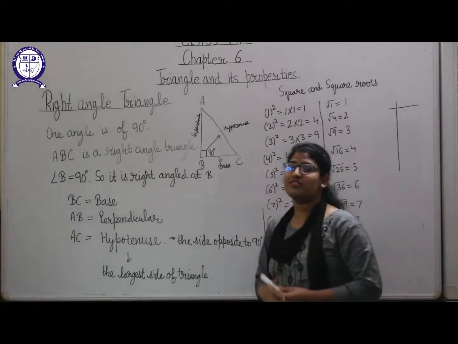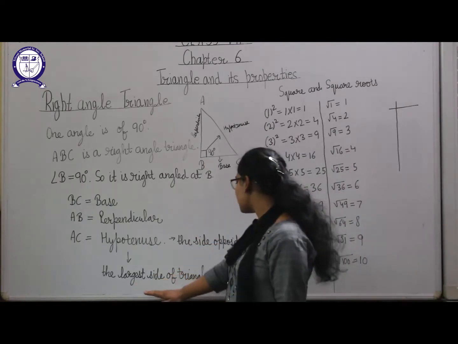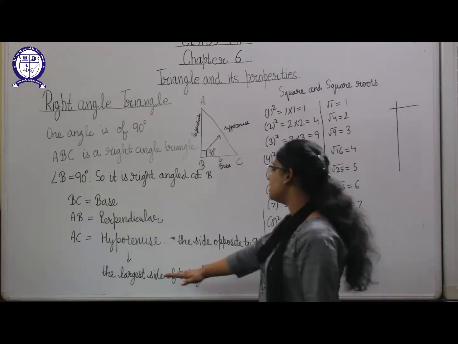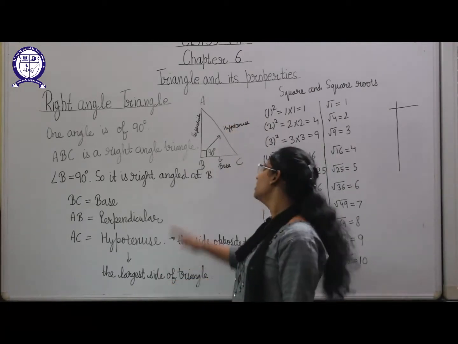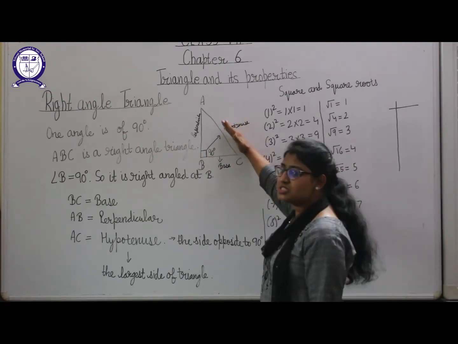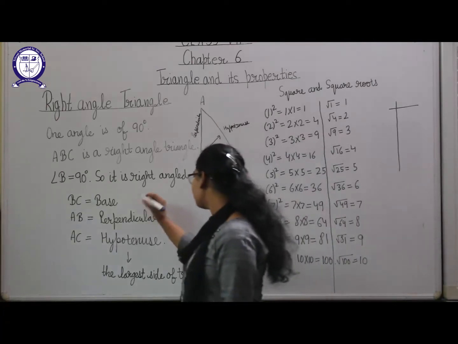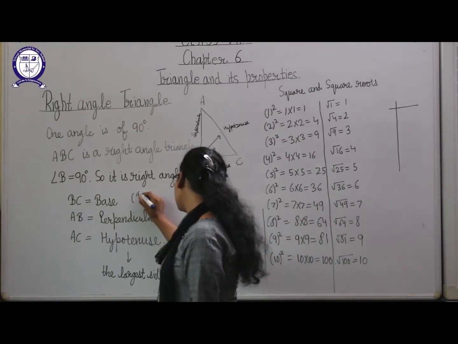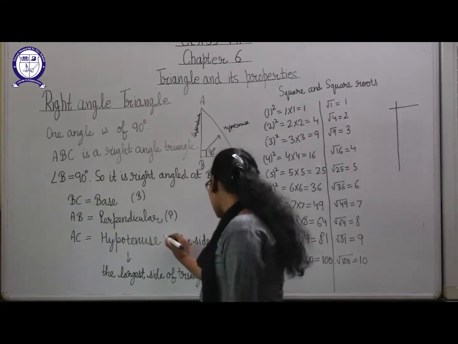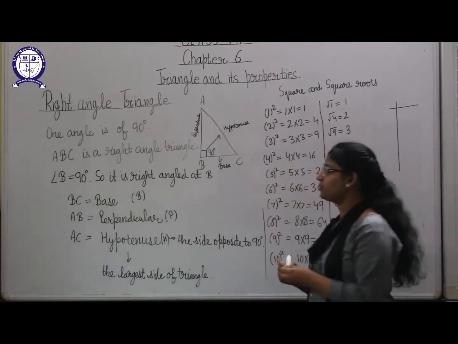And students, always remember that in a right angle triangle, hypotenuse is the largest side of the triangle. These two will be smaller, and this is the largest one of all the three sides. And if we have to use the short forms, we use B for the base, P for the perpendicular, and H for the hypotenuse. Okay, students.